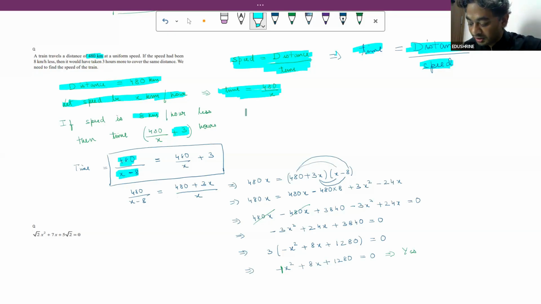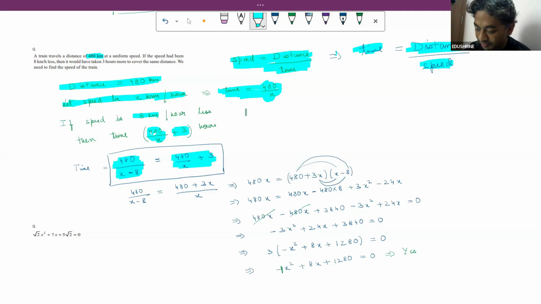So time is now 3 hours more. 3 hours more to what? 3 hours more to this 480 by x. So therefore I have written 480 by x plus 3. So now these two values would be equal. 480 by x minus 8 is the time, and they have told me that from initial this time is 3 hours more. Somebody has written like this also very nicely. I saw in the chat box, they have written 480 by x minus 8 minus 480 by x equal to 3. That is also totally fine, you can write like that also. So 480 upon x minus 8 is equal to 480 by x plus 3.